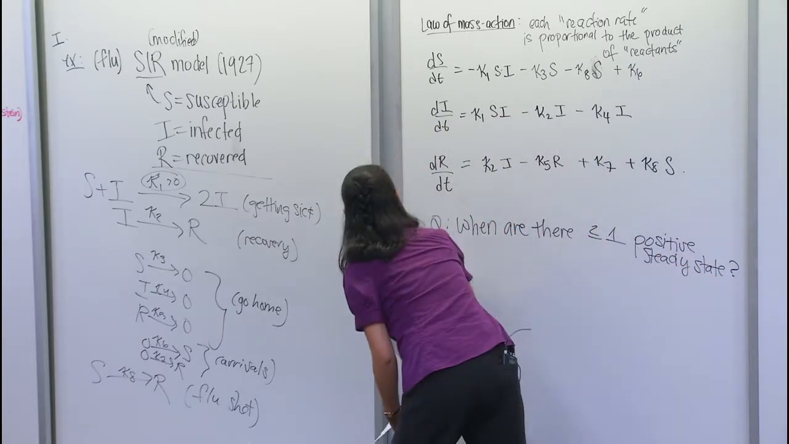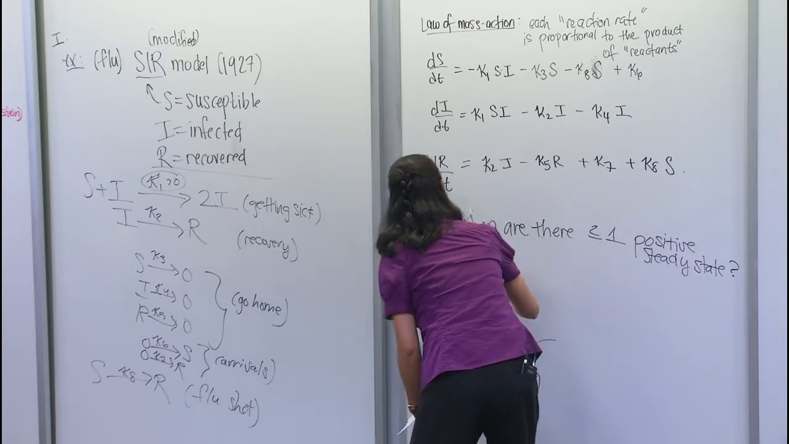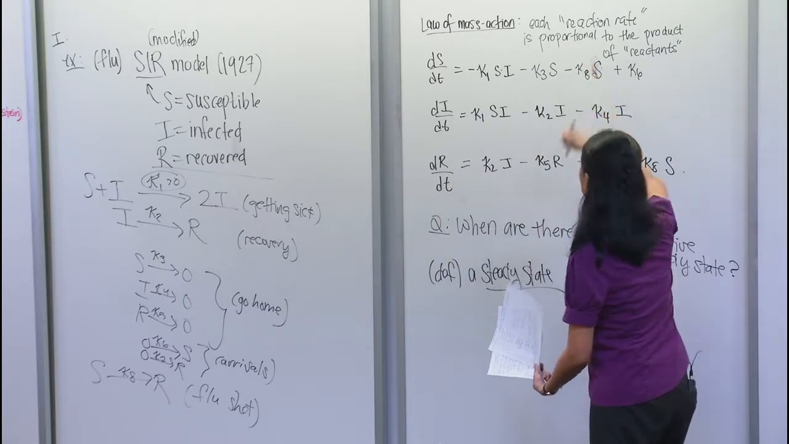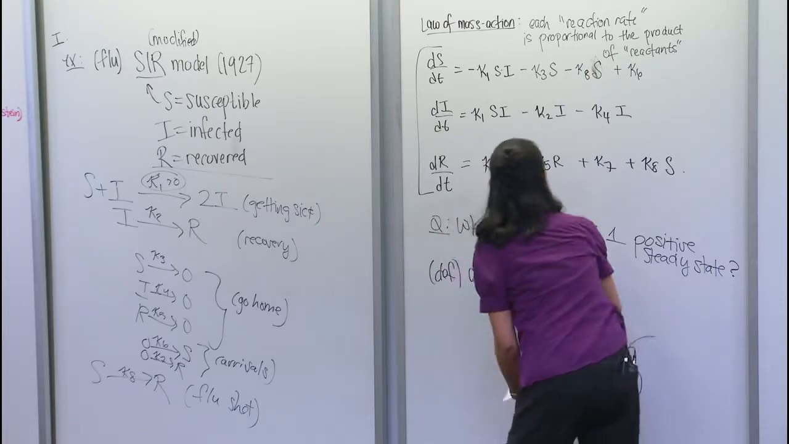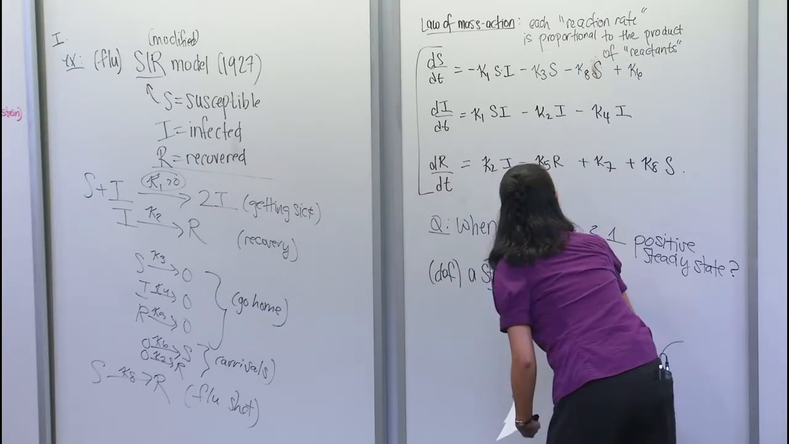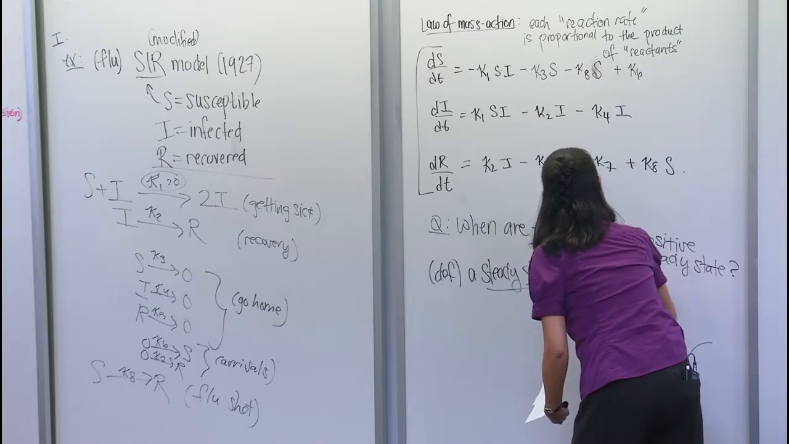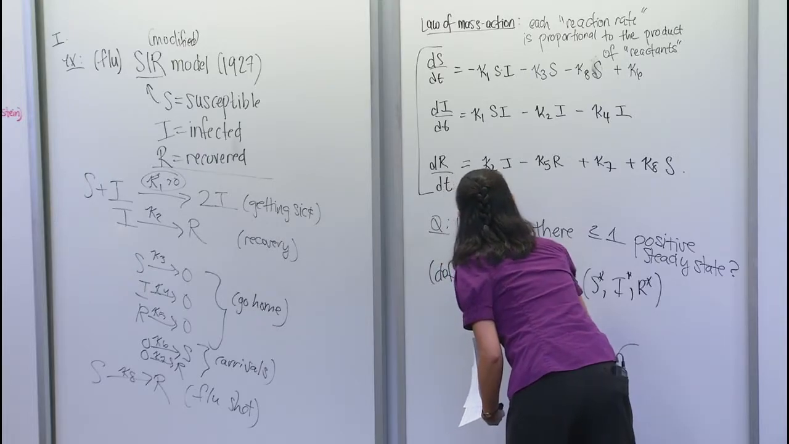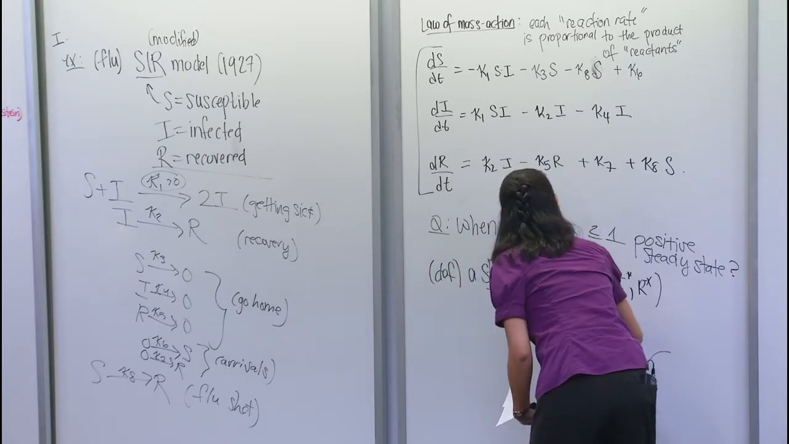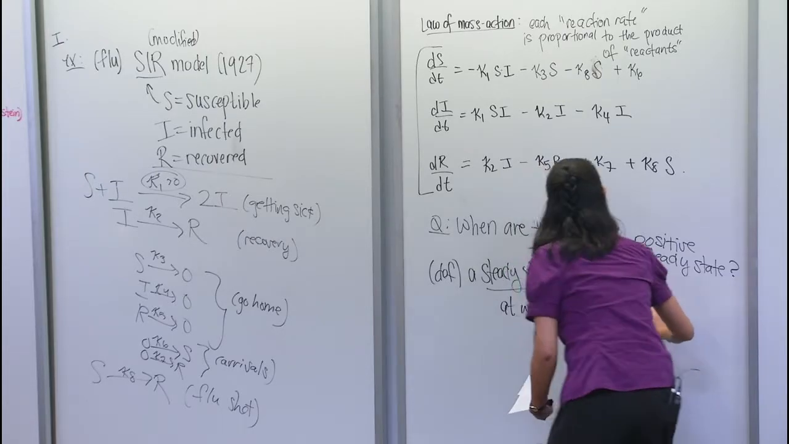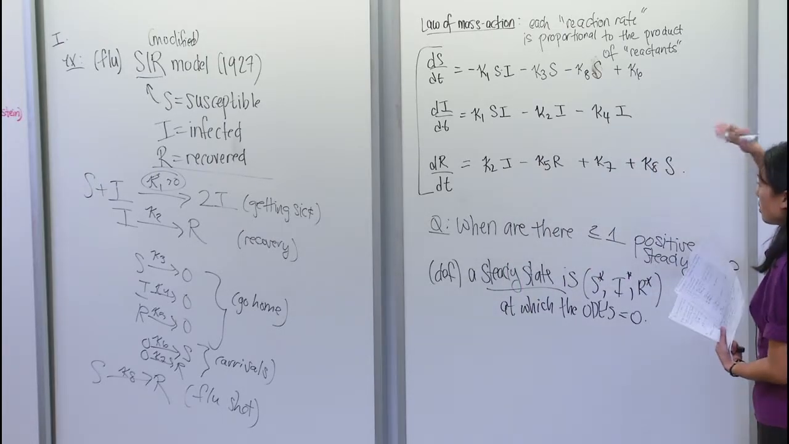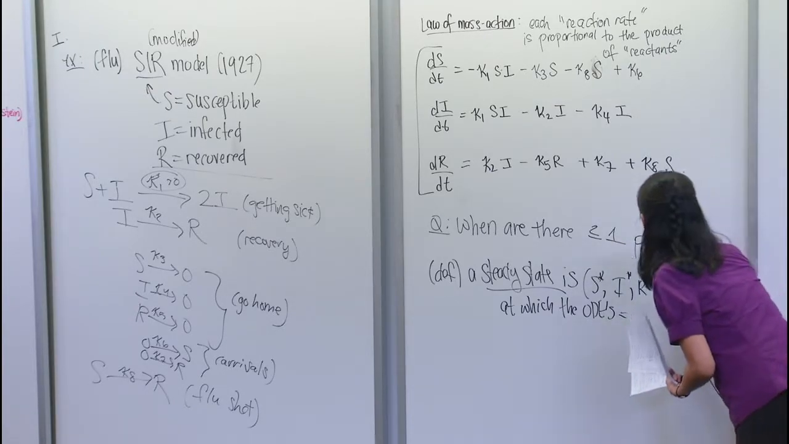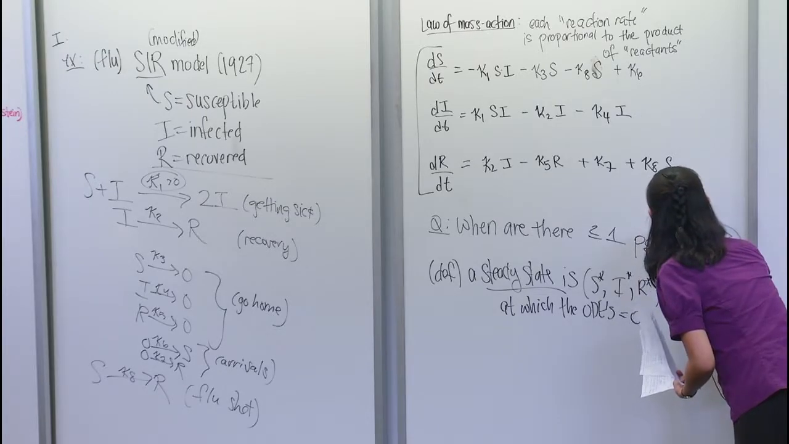And since I haven't defined it, I should give a definition. A steady state of this system of differential equations is some, let's say, S star, I star, R star, at which the differential equations, the ODEs, are equal to 0. And in particular, since I'm looking at a network from biology, I'm interested in non-negative real solutions, in R greater than or equal to 0 to the third.